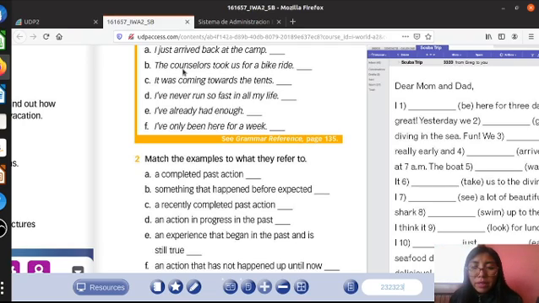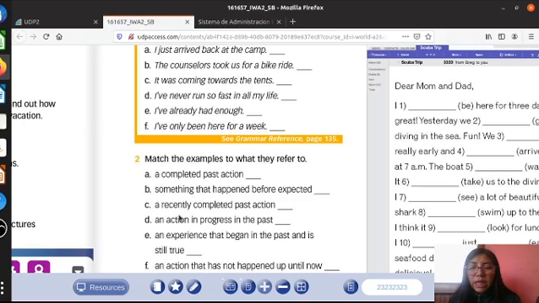Something that happened before. Tell me, what is the sentence that shows it? Okay, the letter E. I have already had enough. A recently completed past action. That's right, that is the letter A. I just arrived back at the camp. Okay, the context of this sentence shows us a recently completed past action.